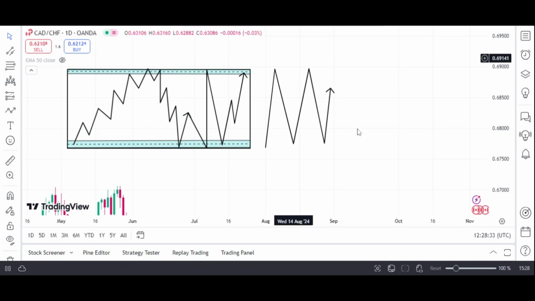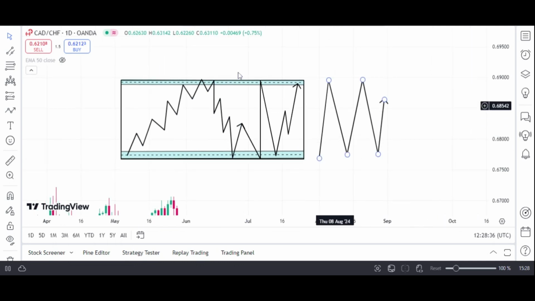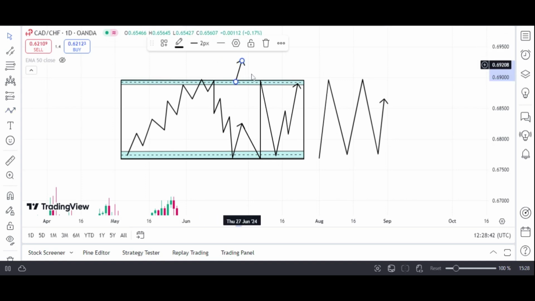Now if you have this type of market, especially on the 4 hour, the best thing to do is to just wait for this market to break toward the upside or the downside. Then you can continue with the direction of the market. You just have to wait for this market to break.